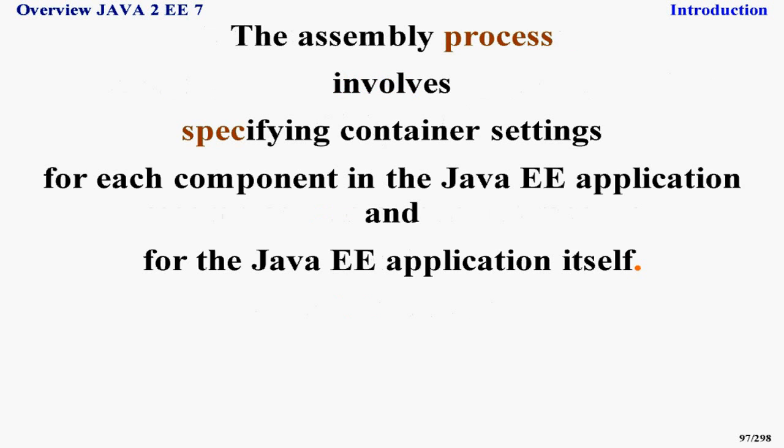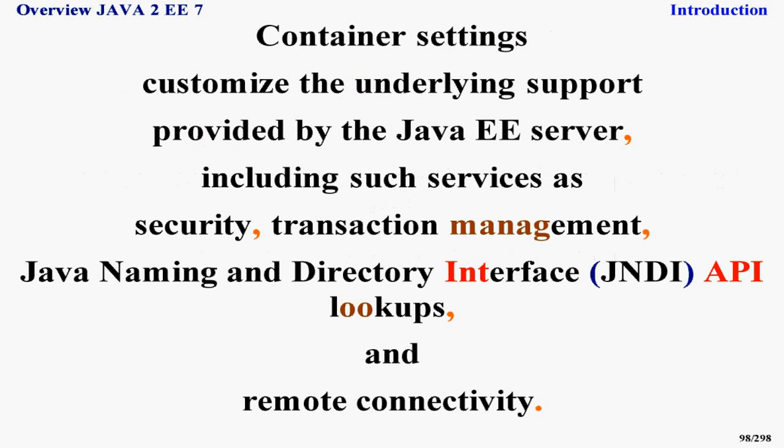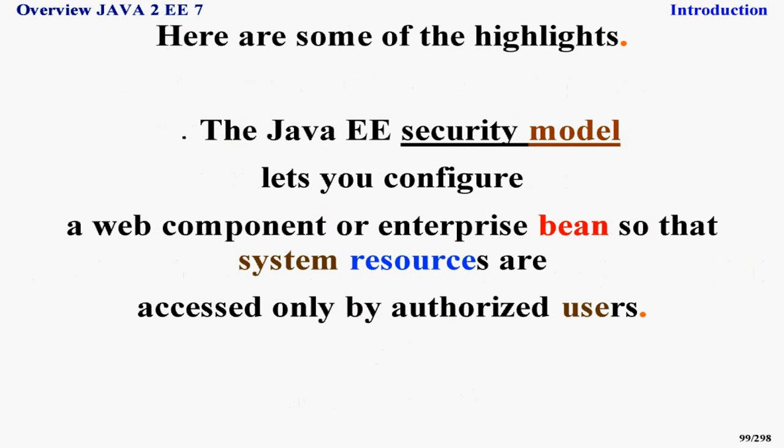The assembly process involves specifying container settings for each component in the Java EE application and for the Java EE application itself. Container settings customize the underlying support provided by the Java EE server, including such services as security, transaction management, Java Naming and Directory Interface (JNDI) API lookups, and remote connectivity. Here are some of the highlights.